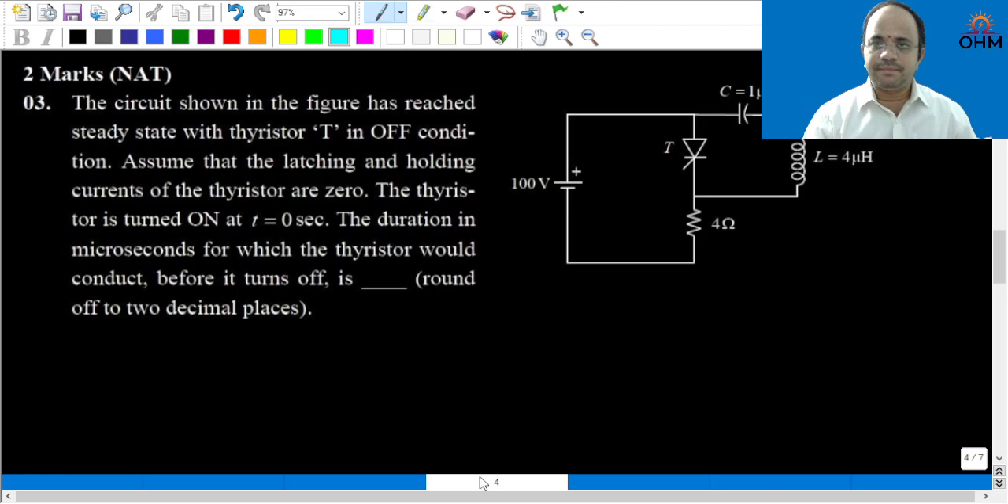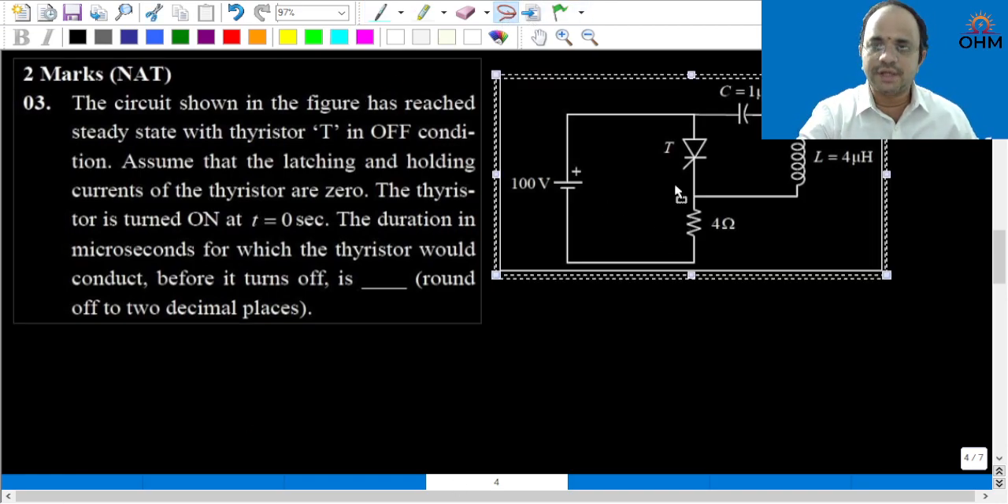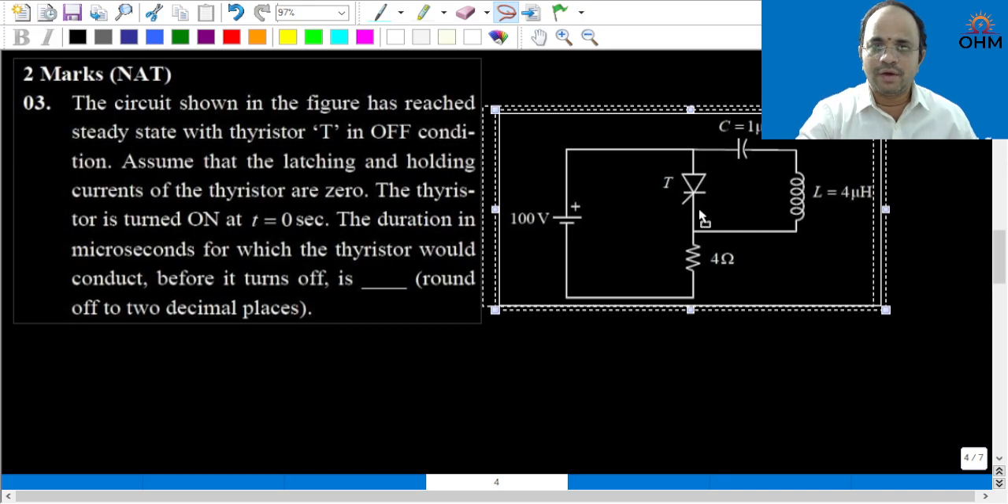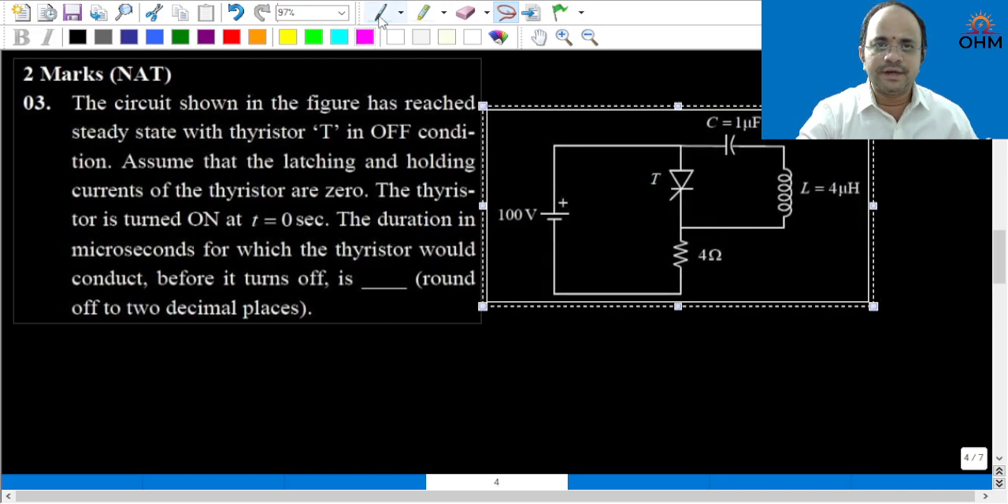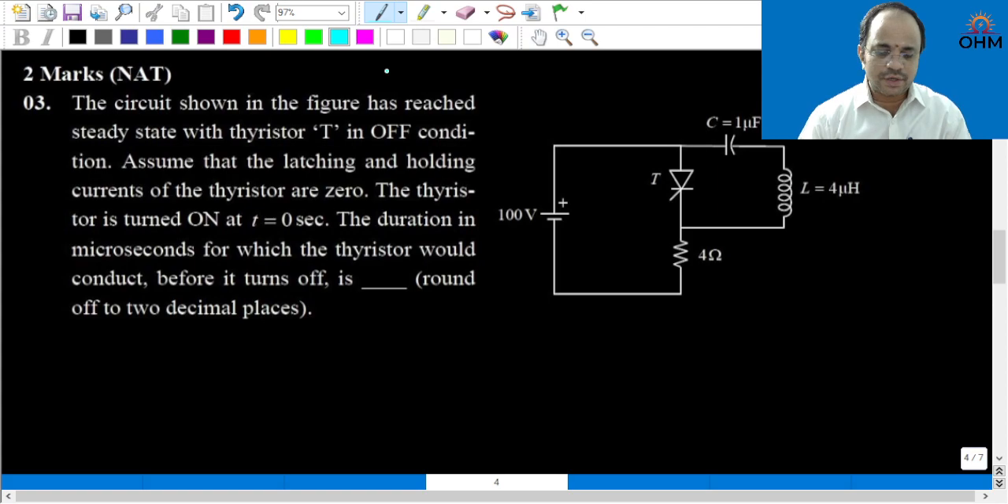Now this question requires a little bit of analysis. So let us do this analysis one by one. So what is given here? The circuit shown in the figure has reached a steady state with thyristor T in off condition. When the thyristor T is in the off condition, the circuit is in the steady state.